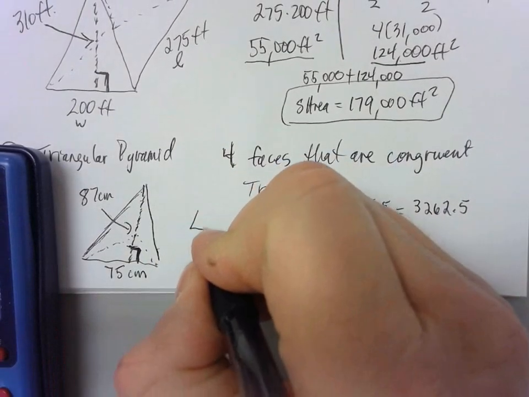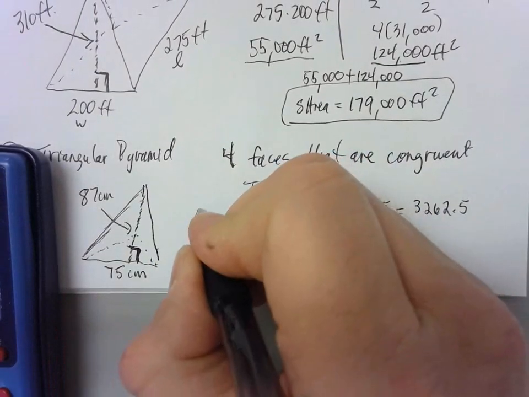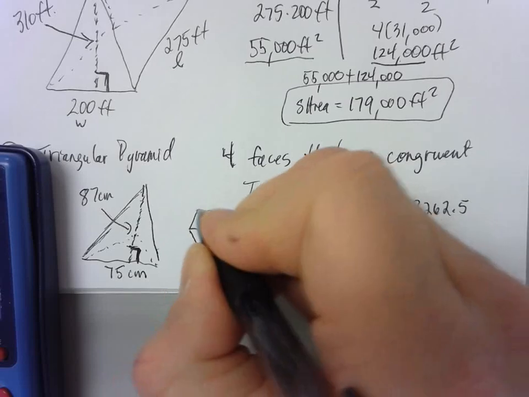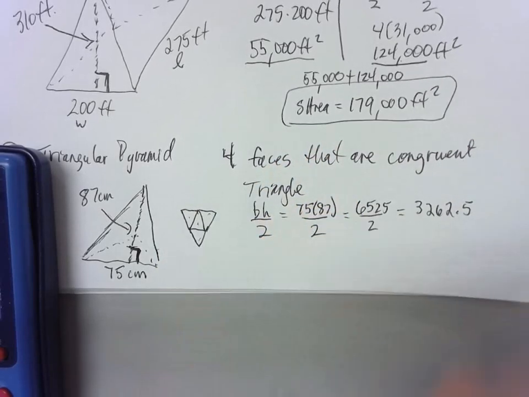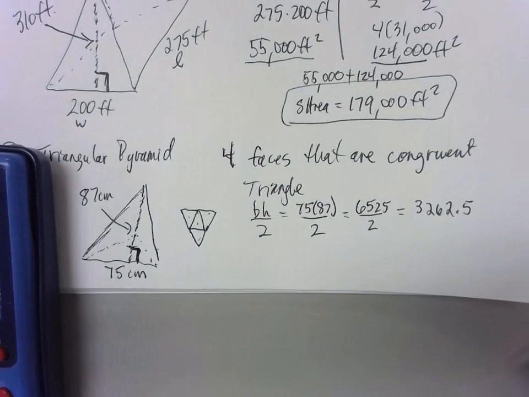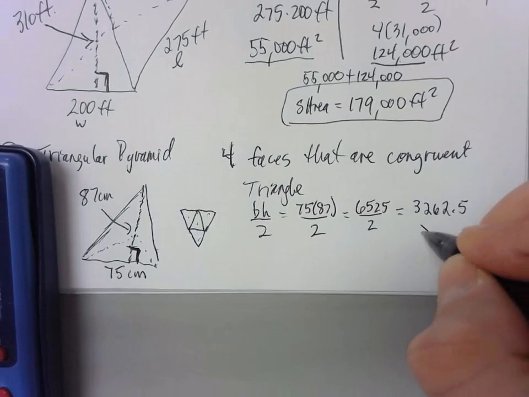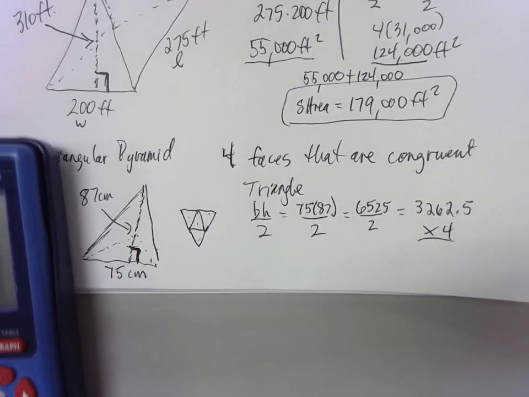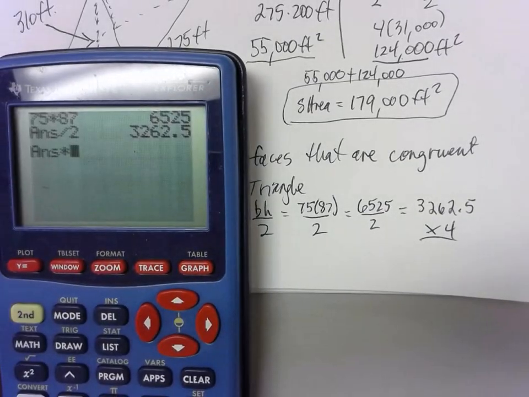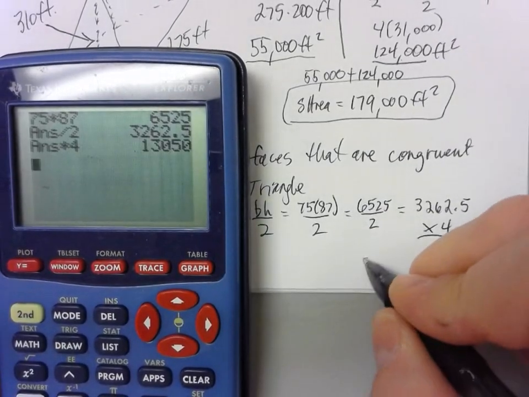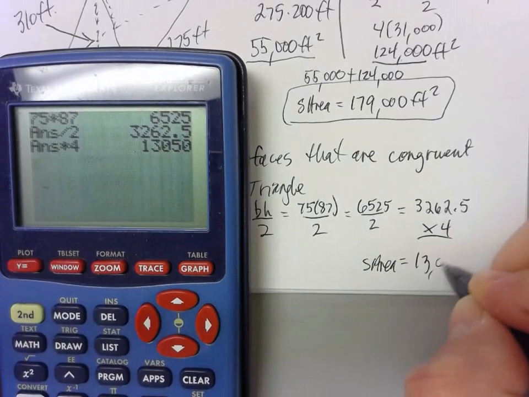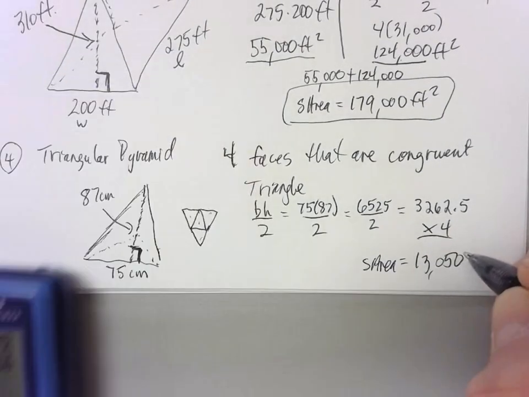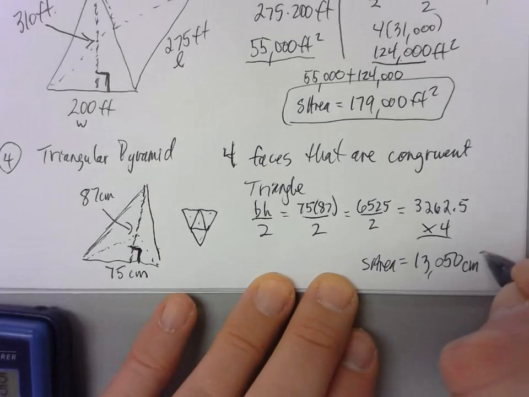So if you drew it out like this, you got that one, and you got that one, then you got that one, and then you got that one. So you got 1, 2, 3, 4. All 4 of the faces are congruent. So you just take that area that we got there, multiply it by 4, ding, ding, and the grand total surface area for this triangular pyramid is 13,050, and that would be centimeters squared.